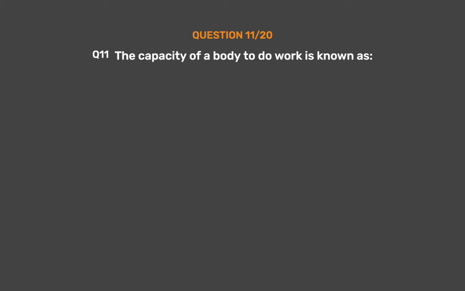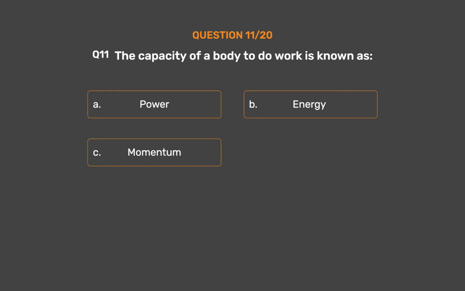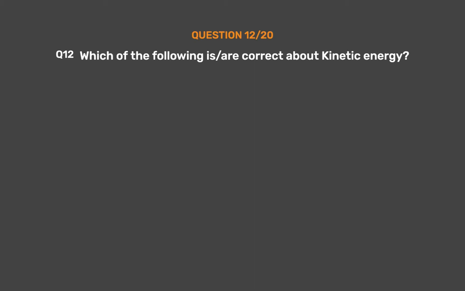Question number 11. The capacity of a body to do work is known as Option A. Power. Option B. Energy. Option C. Momentum. Option D. Strength. The correct answer is Option B. Energy.